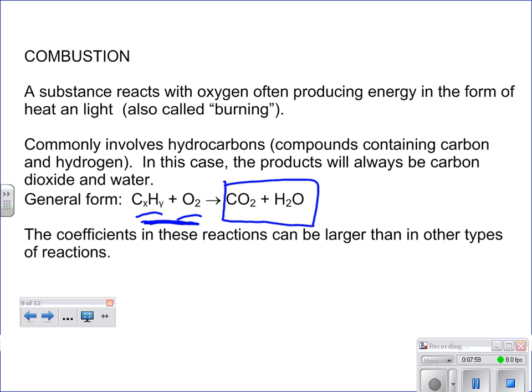Don't look at something like this and say, well, maybe that's going to be single replacement. That's not single replacement. It's going to be a combustion. So you just have to get into the habit of recognizing that hydrocarbon. Combustion, yeah, that's burning. That's a chemical reaction that's taking place. And then what we mentioned yesterday is those coefficients can sometimes give you some problems because they get a little bit higher than some of the others.